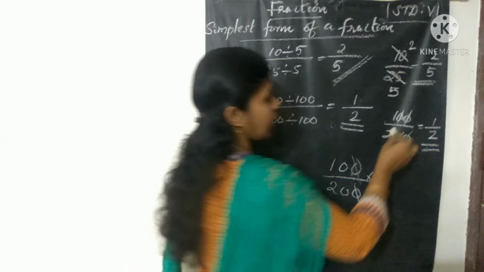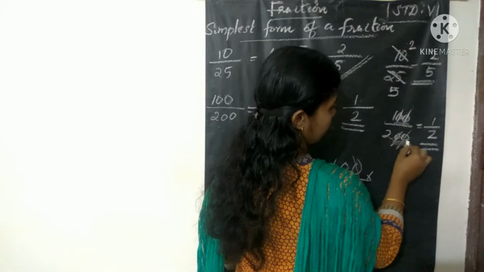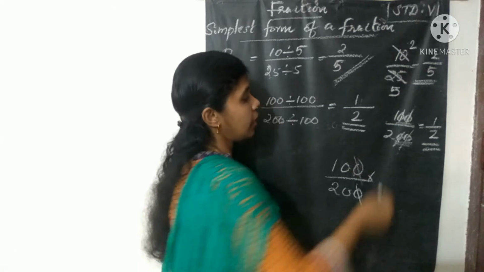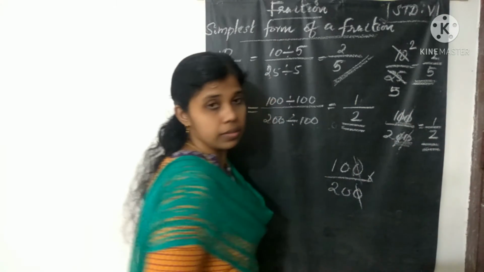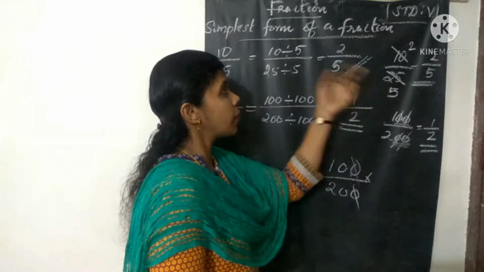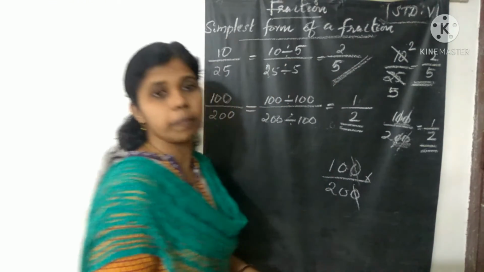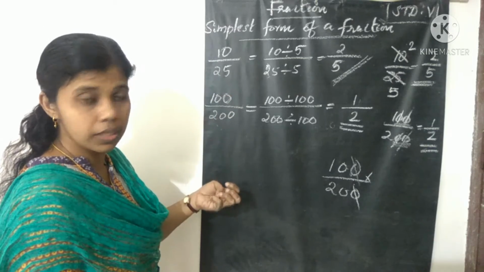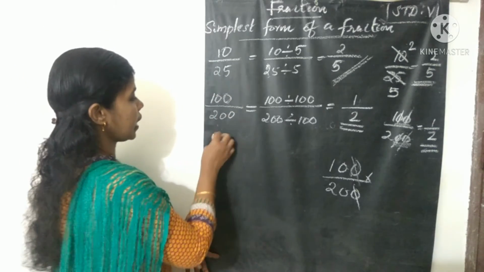So if the last places have 1 zero or 2 zeros or 3 zeros, that time we cancel those zeros, easily cancel and get our simplest fraction. Okay, these two questions understood. I will give another question.